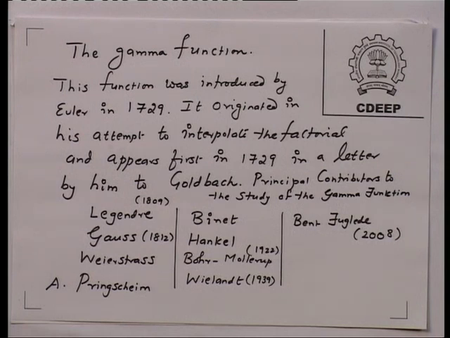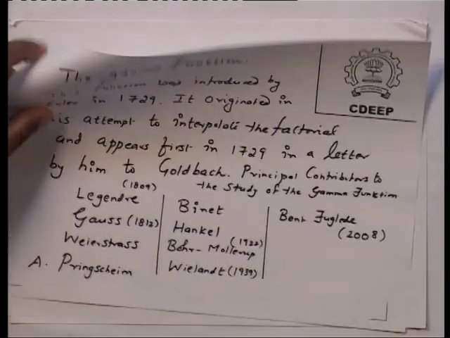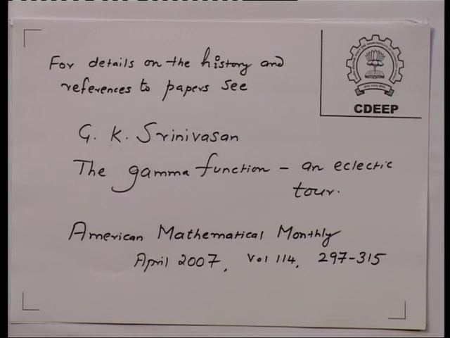Richard Dedekind has contributed, Dirichlet has contributed, for instance, to the study of this function. Jacobi has contributed to this function. Ernst Kummer has contributed to this function. A big list. One can go on, one can compile a very long bibliography. And such a long bibliography has been compiled by Niels Nielsen in 1905. This was before Bohr, Mollerup and Wielandt.